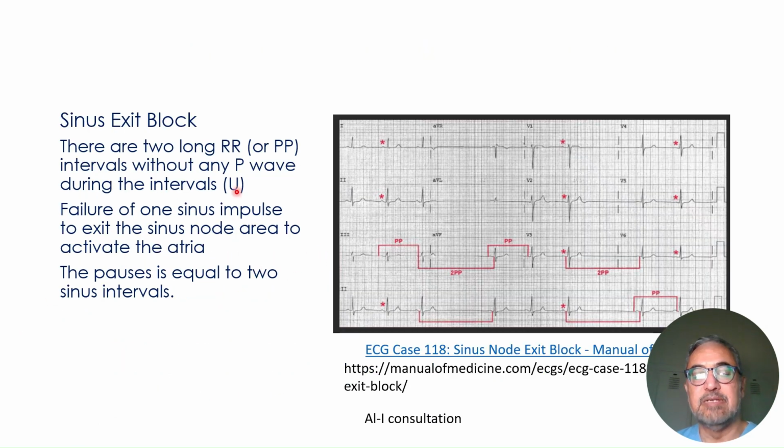There is a sinus exit block. There are two long RR or PP intervals without any P wave during these intervals. Failure of one sinus impulse to exit the sinus node area to activate the atria. The pause is equal to the two sinus intervals. Just like second degree heart block, except this block happens in the sinus node.